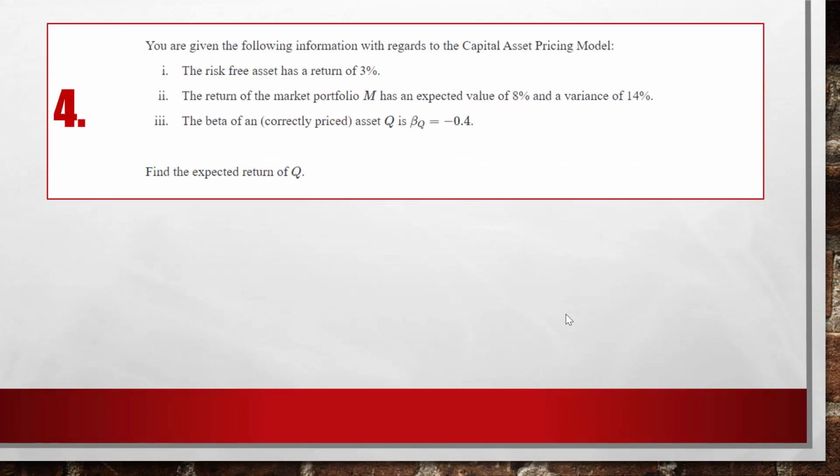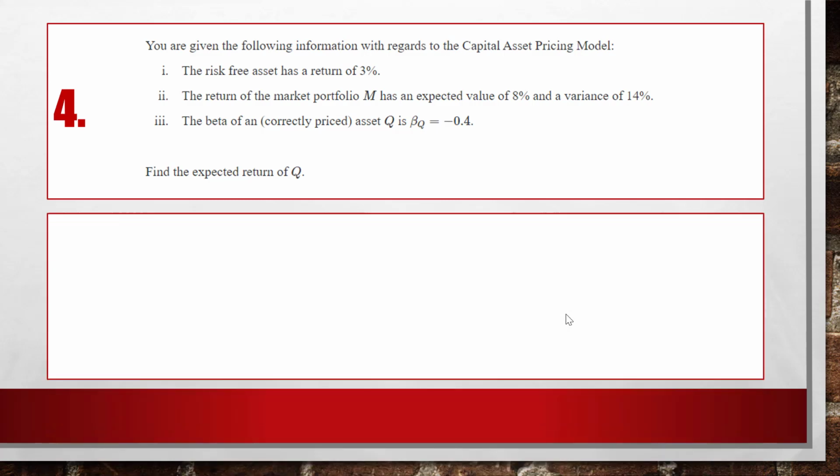Alright, next. Problem number 4. You are given the following information with regard to the capital asset pricing model. The risk-free asset has a return of 3%. The return of the market portfolio M has an expected value of 8% and a variance of 14%. The beta of a correctly priced asset Q is beta Q, which is negative 0.4. Find the expected return of Q.